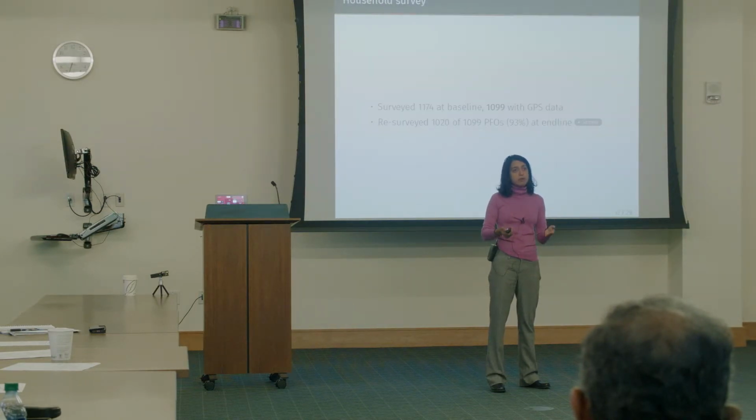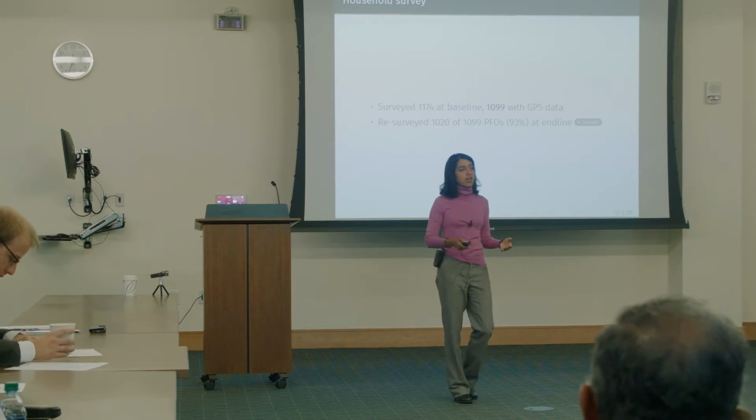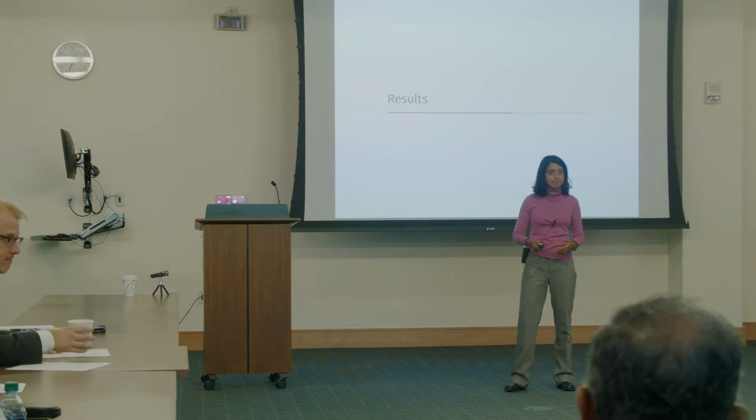Okay, so our sample is going to be the people we surveyed at baseline who we have GPS coordinates for. So in the satellite imagery analysis, we're just going to use village boundaries, but when we look at individual level effects, we have these 1,099 forest owners where we have their GPS coordinates at the beginning.